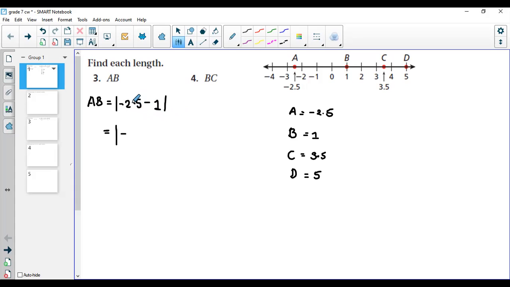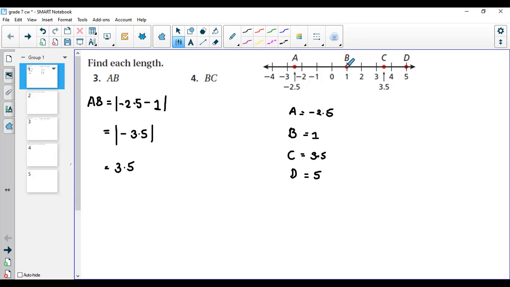Now again I'm repeating, this is the algebraic rule. When you have two negative numbers, you need to add the numbers and keep the sign the same. So I kept the sign the same. 2.5 plus 1 is going to give me 3.5. So the absolute value of negative 3.5 is going to be 3.5. So the distance between A and B is 3.5.